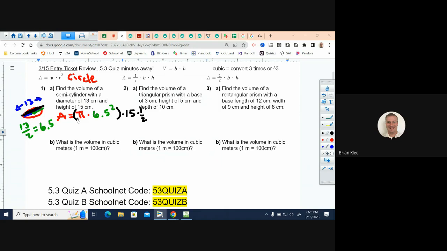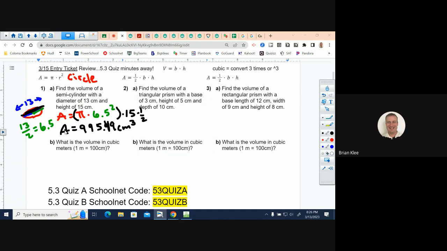Find the pi button, please. It's on all calculators, phone calculator, TI-84, and so on and so forth. Pi times 6.5 squared times 15 times 0.5. So we have an area right now of about 995.49 cubic centimeters.